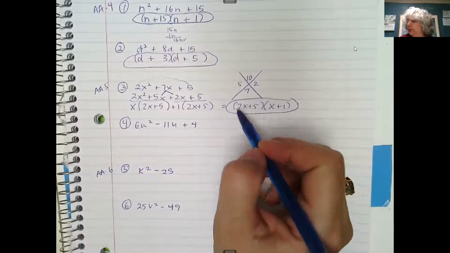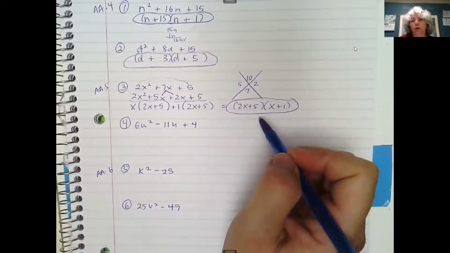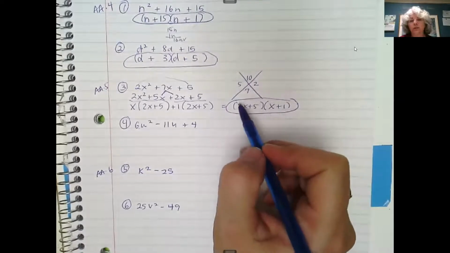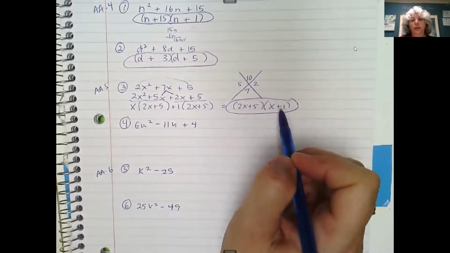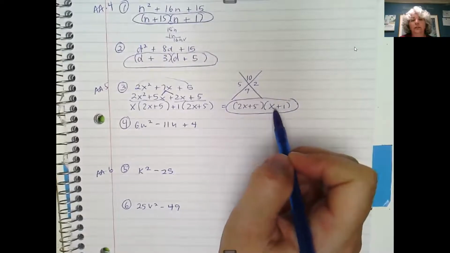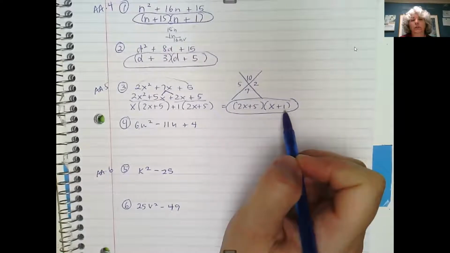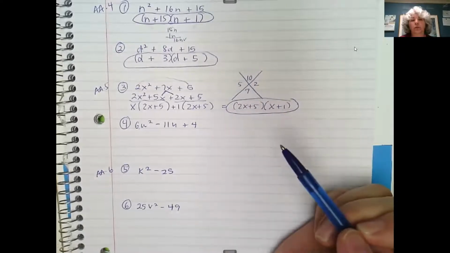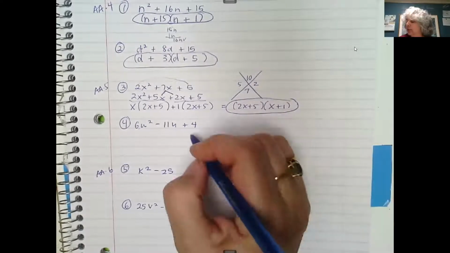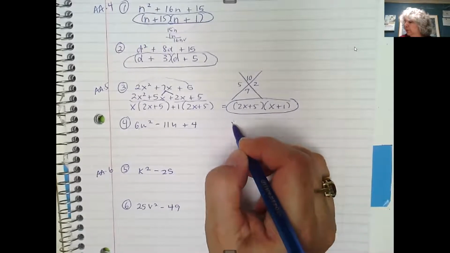You can multiply this out using the distributive property twice. 2x times x is 2x squared, 2x times 1 is 2x, and then 5 times x is 5x, and 5 times 1 is 5, and you'll get back to what you started with. Let's try that example here, number 4.